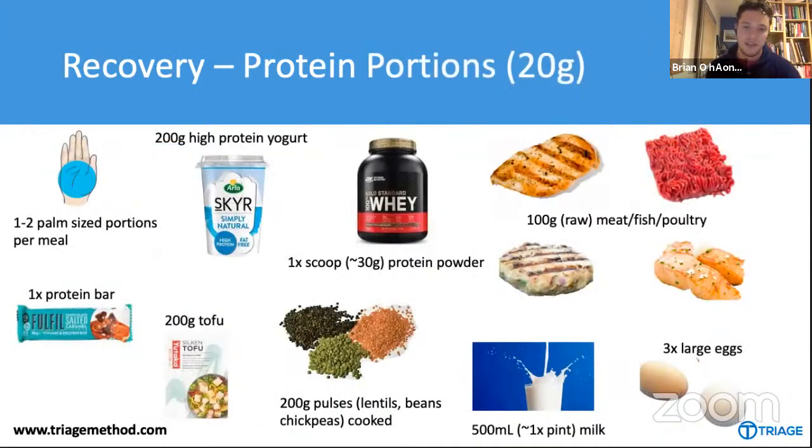So portions of protein then that will get you about 20 grams worth. If you want to have 1 to 2 servings per meal, that's going to be about 1 to 2 palm-sized portions of things like yogurt, tofu, any of these meats when they're cooked. That's a good kind of rule of thumb. Eggs as well. So that's a good guide you can use. And because everyone's hands are proportional to their body size, it makes it somewhat individualized as well to your own needs.